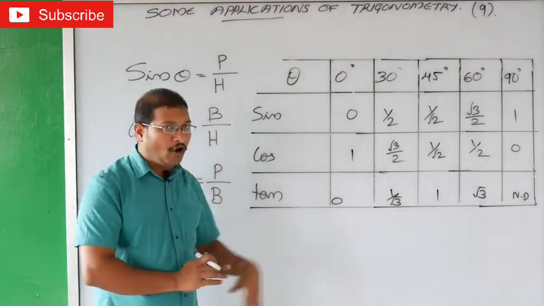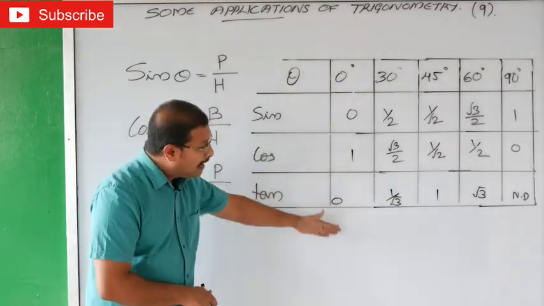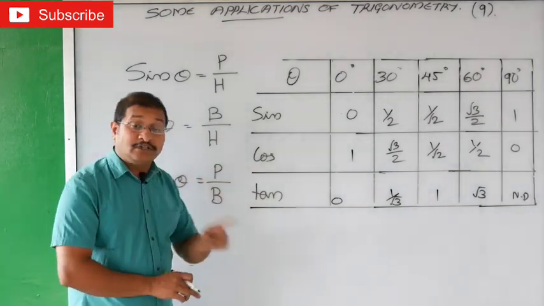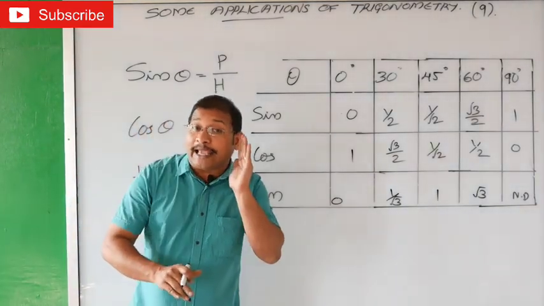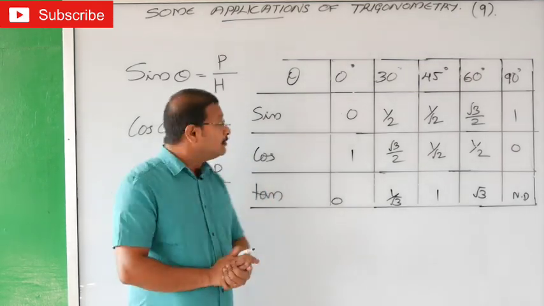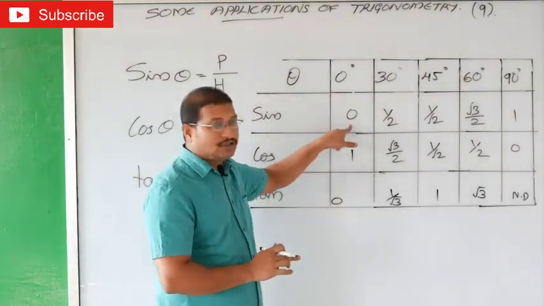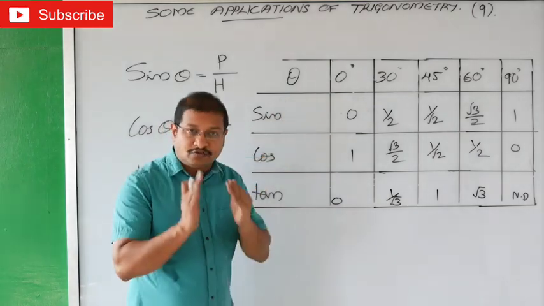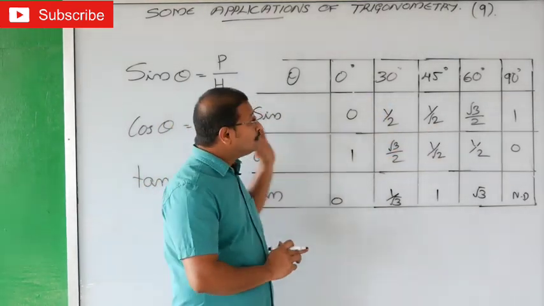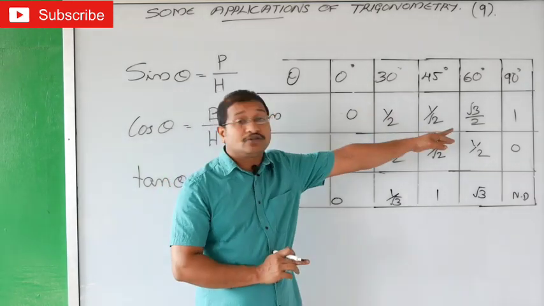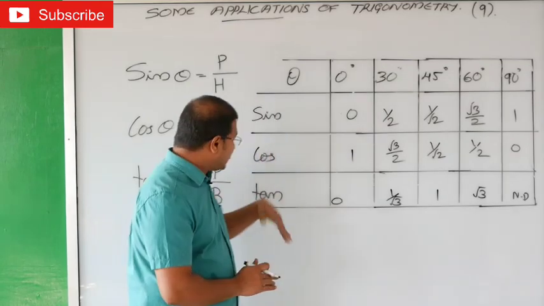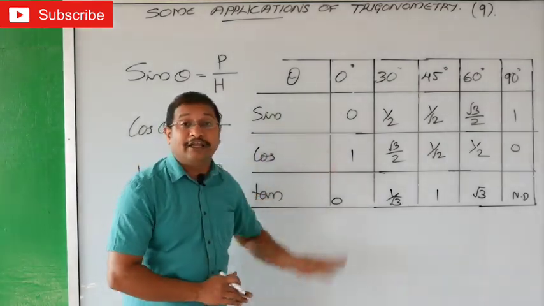And this table, not the entire table, only half of the table you should keep. That is sine, cos and tan. These values if you know, you can do this exercise 9.1. Okay, that is sine 0 means 0, sine 30 means 1 by 2, sine 45 means 1 by root 2, sine 60 means root 3 by 2, and sine 90 means 1. Ready? Same way, cos and tan we need to know.